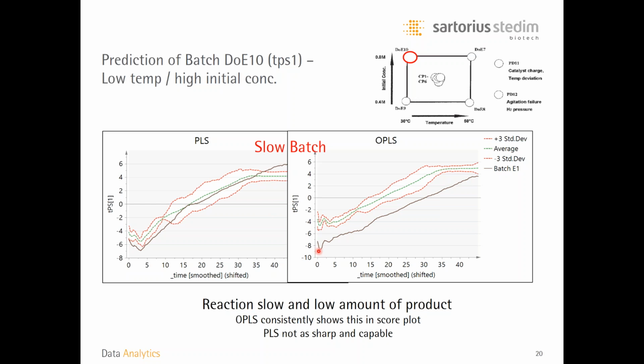And the conclusion here, or the insight here, is that this ability of OPLS to separate predictive and orthogonal variabilities leads forward to control charts that are more precise, where the control limits are more well defined.